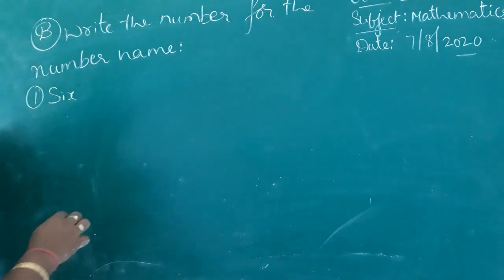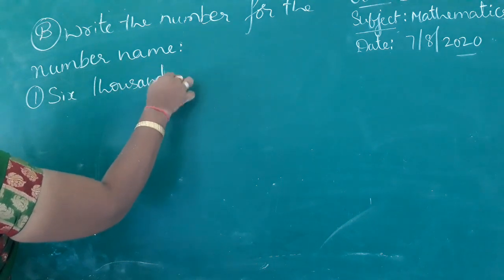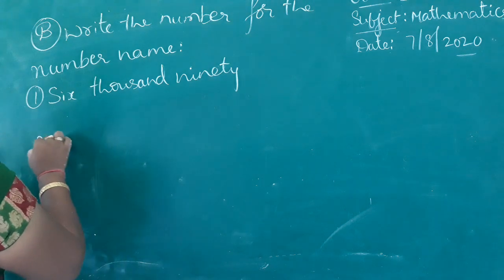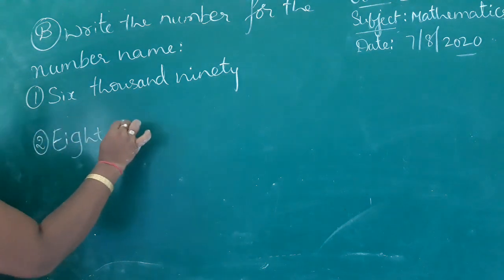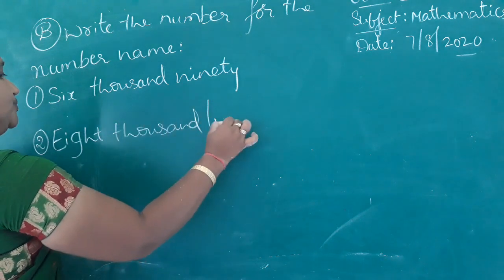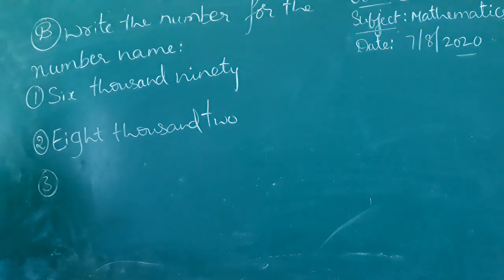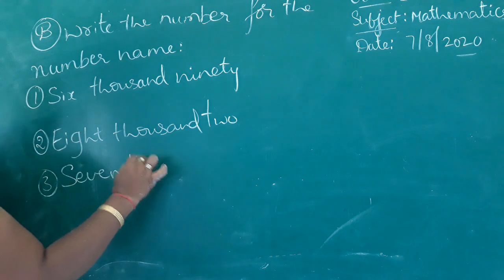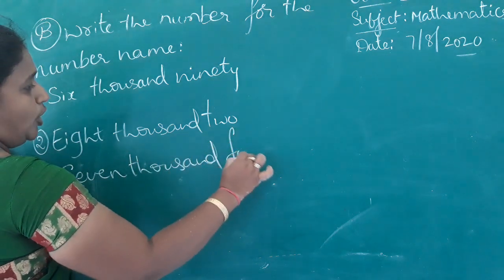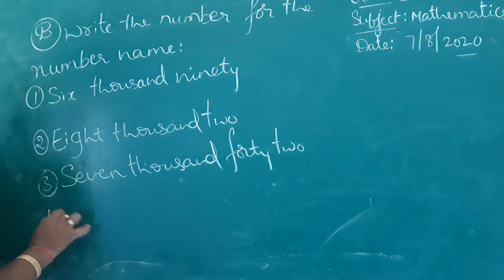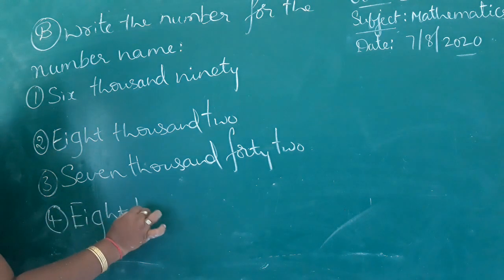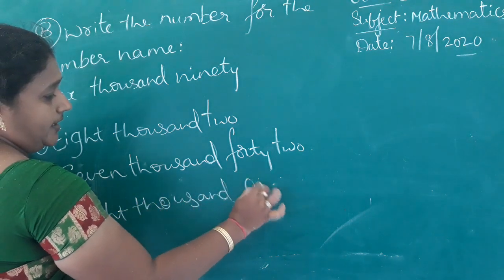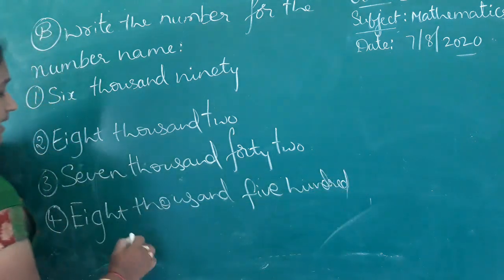6090. Second one, 8002. Third one, 7042. Fourth one, 8549.